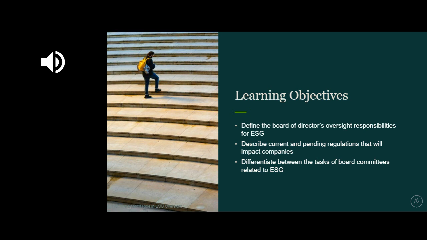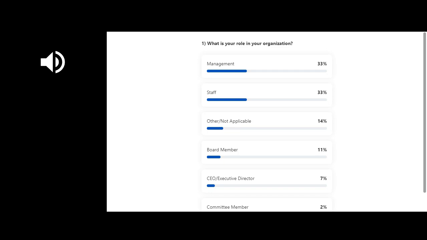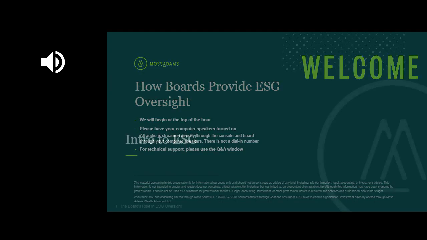All right, let's advance on to the results here. This looks like a pretty good spread of folks, quite a few board members here, so that's good. And then folks I see in a board support role or providing information to boards. So I think this will be a really good spread of folks for Q&A as well.